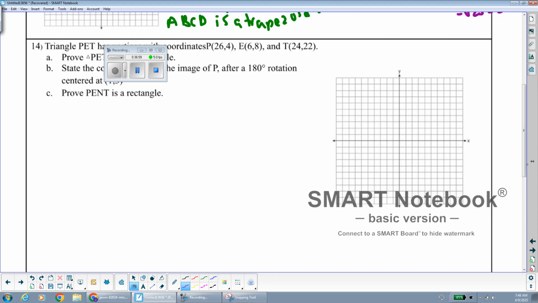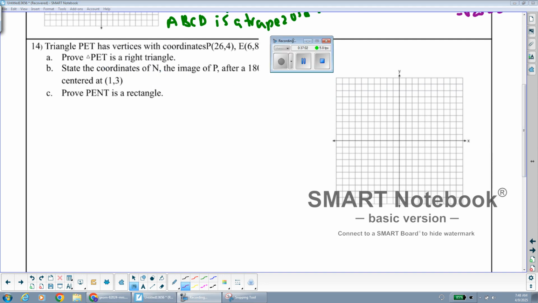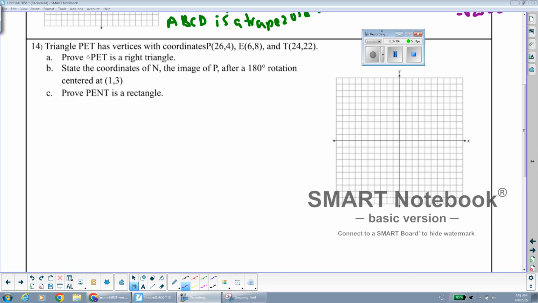So this grid's not going to be helpful here. Let me just look at these coordinates. It's very large. I don't know why every time there's supposed to be a negative 2 got placed there. Sorry about that. You're going to have to make that correction on your review sheet too, but we'll let you know that in class. So we're going to prove that triangle PET is a right triangle. And I'm going to just type in the graph.